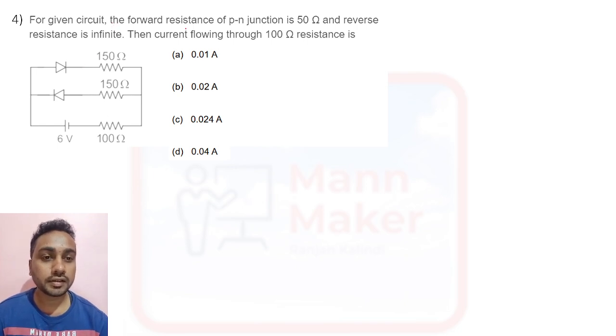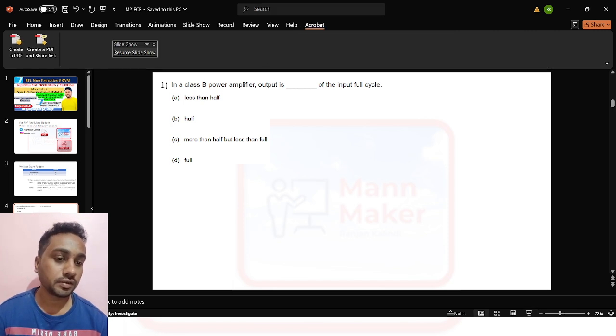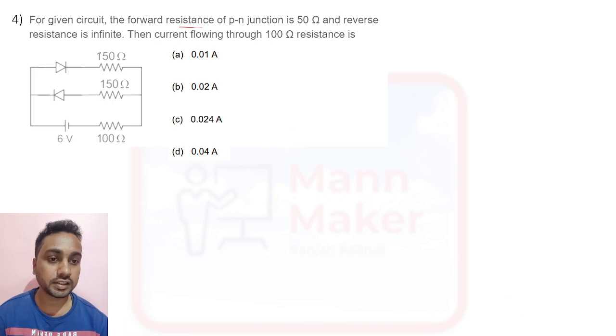For a given circuit, the forward resistance of PN junction is 50 ohm and the reverse resistance is infinity. Then current flowing through 100 ohm resistor is what? Okay. So what they told, for a given circuit, the forward resistance of PN junction is 50 ohm. Forward PN junction means this one is a forward bias. So this is 50 ohm resistance. Okay. And the reverse diode is infinity. Infinity means it will act as an open circuit.